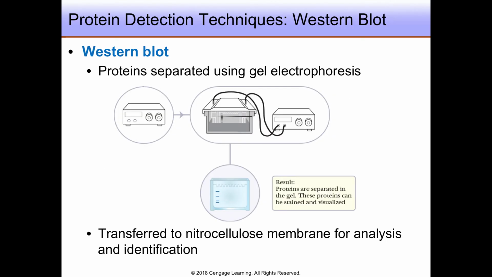Another technique involving the use of antibodies is the Western blot. Proteins are separated by gel electrophoresis and then transferred from the gel to a nitrocellulose membrane. The purpose is to subject the sample to further analysis and identification using methods that are not applicable in a gel environment.